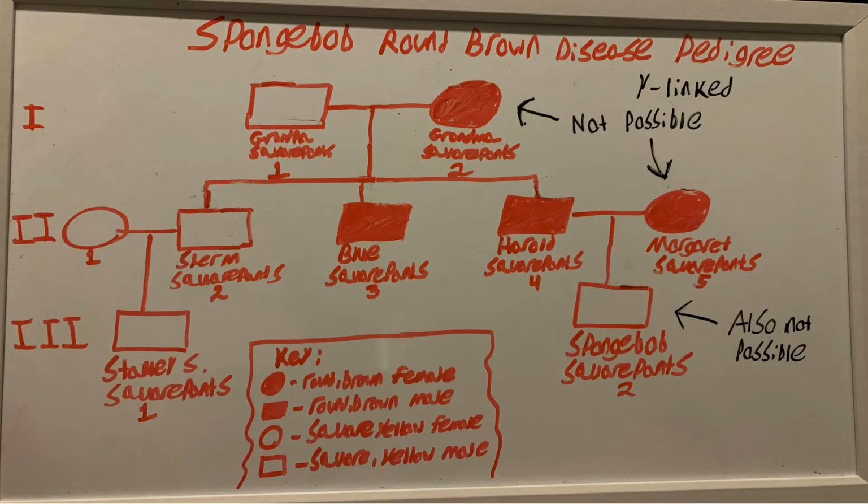Now we examine if Y-linked works, and this is the easiest one to see. First off, Grandma SquarePants and Margaret SquarePants have the trait, so clearly it is not Y-linked. And then if that isn't convincing enough, Harold SquarePants has it, but then doesn't pass it on to SpongeBob SquarePants, which again is not possible.